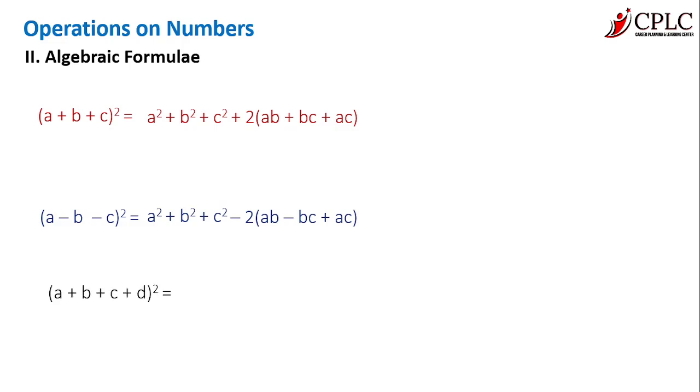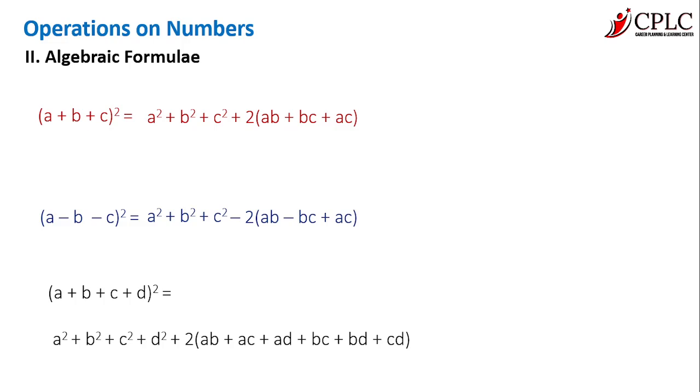Then the seventh one, (a plus b plus c plus d) the whole square, is based on the fifth one. So if you compare with the fifth one, you will be able to write it. You can say it is the square of all four first, that is a square plus b square plus c square plus d square. And then we have to create combinations of two numbers, that is two groups, that is 2 times ab plus 2 times ac plus 2 times ad and 2 times bc and 2 times bd and 2 times cd as well, basically. So that is the combination of all these numbers.